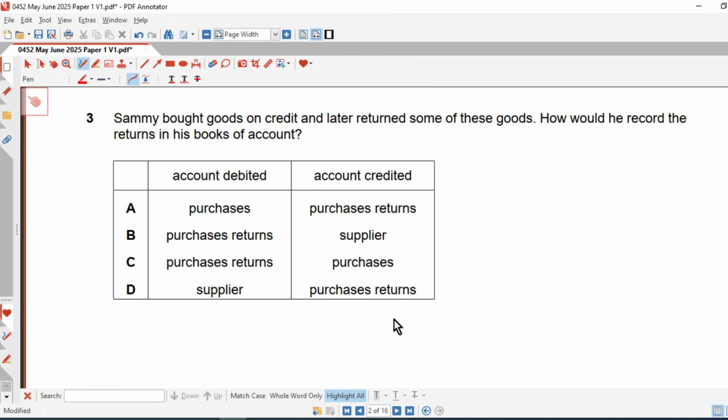Sammy bought goods on credit and later returned some of these goods. How would he record the returns in his books of account? So they want you to work out the double entry for a return. But of course, it's not going to be that straightforward, right? First, you have to identify which type of return this is. Is this a sales return or a purchaser's return?